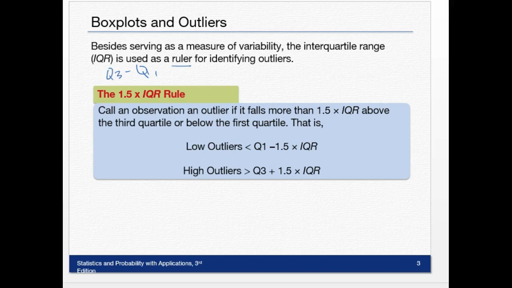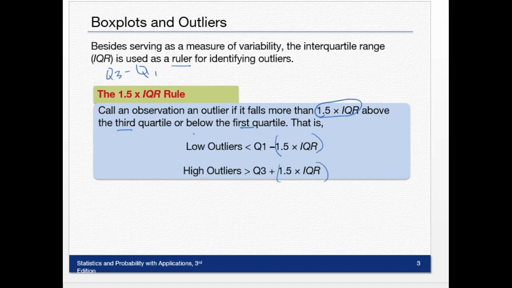Okay, we call an observation an outlier if it falls more than 1.5 IQRs above the third quartile or below the first quartile. Okay, so here it is in math speak. It's a low outlier if it's less than Q1 minus 1.5 IQRs. It's a high outlier if it's more than Q3 plus 1.5 IQRs.